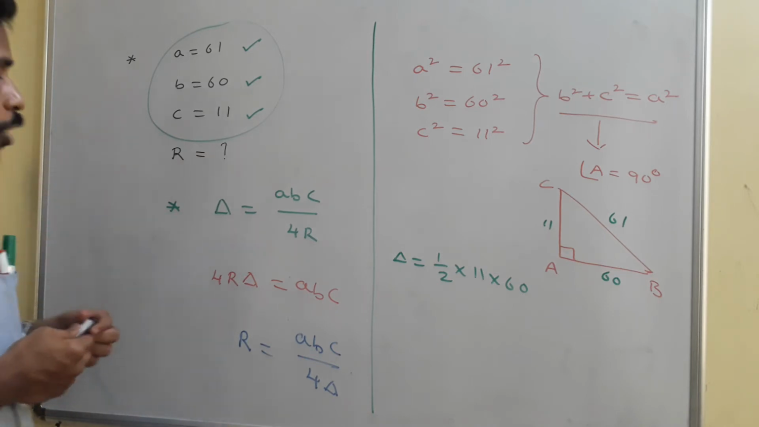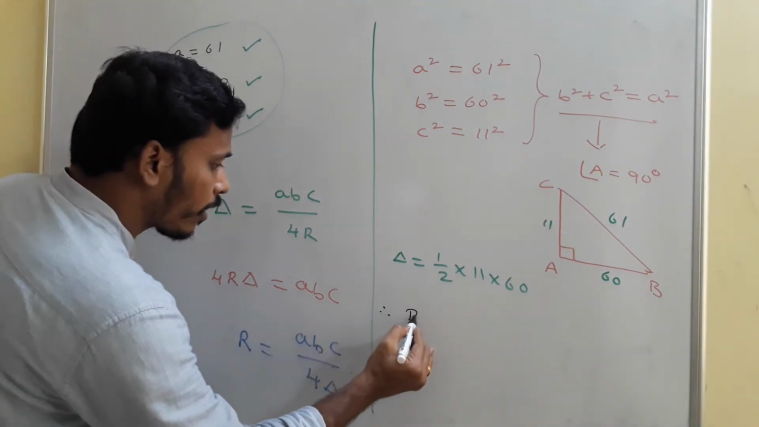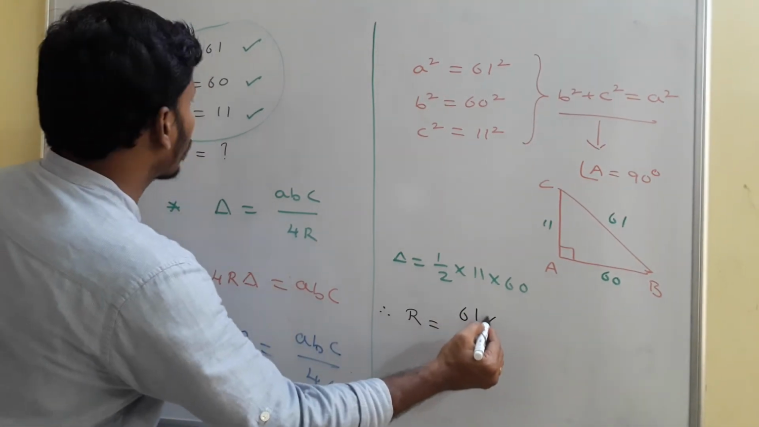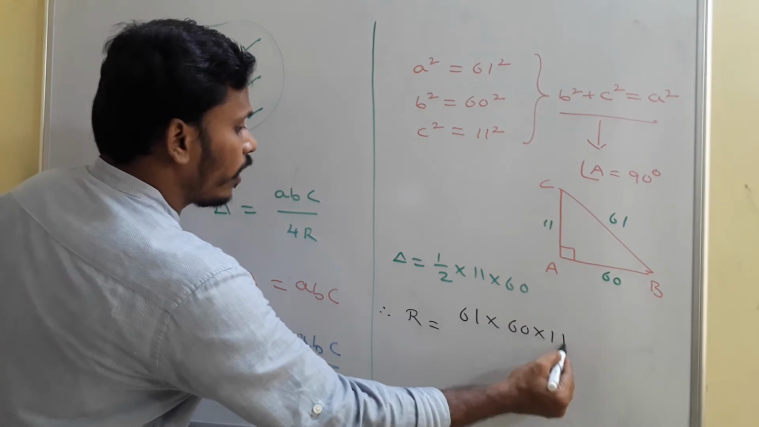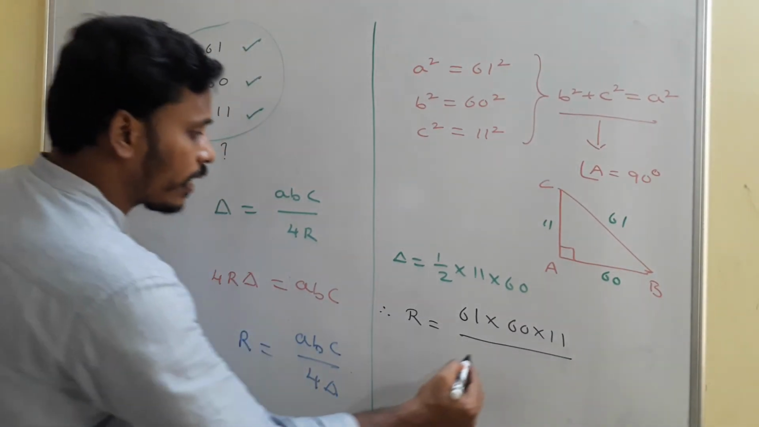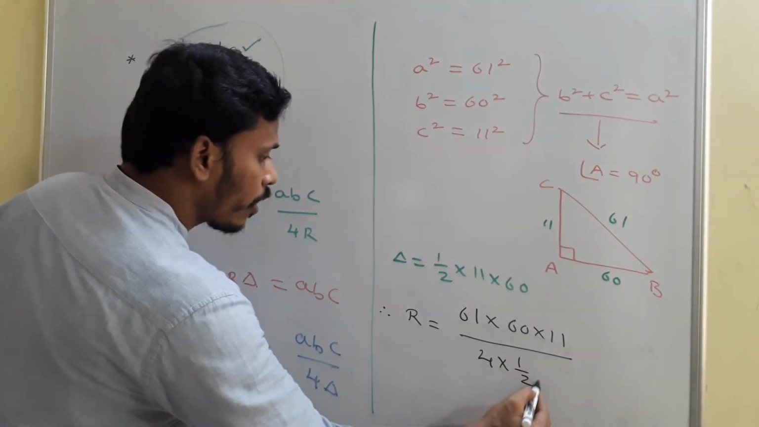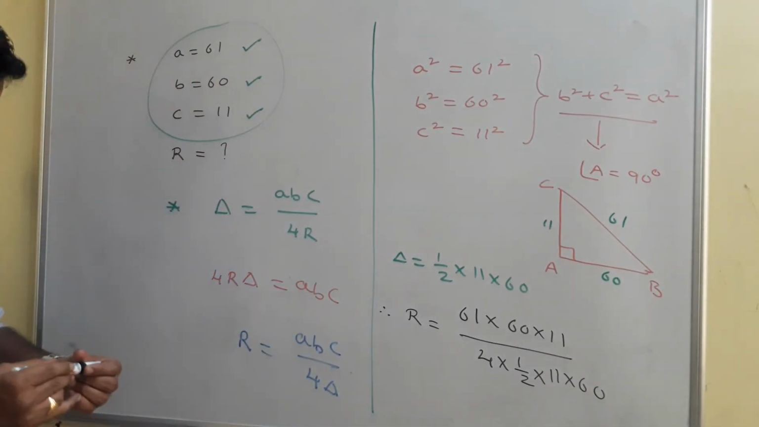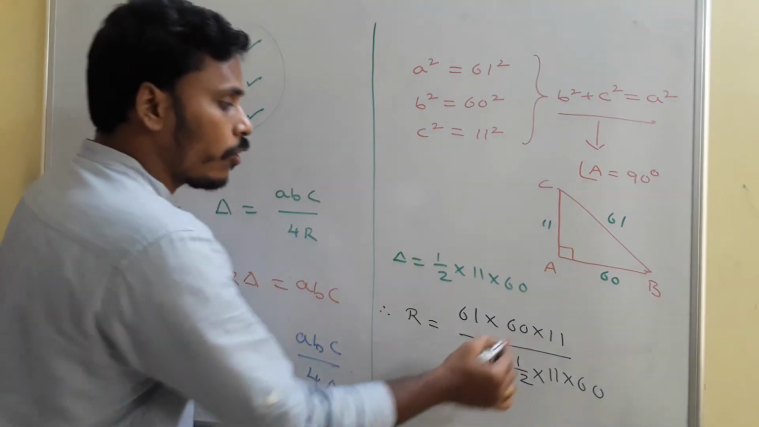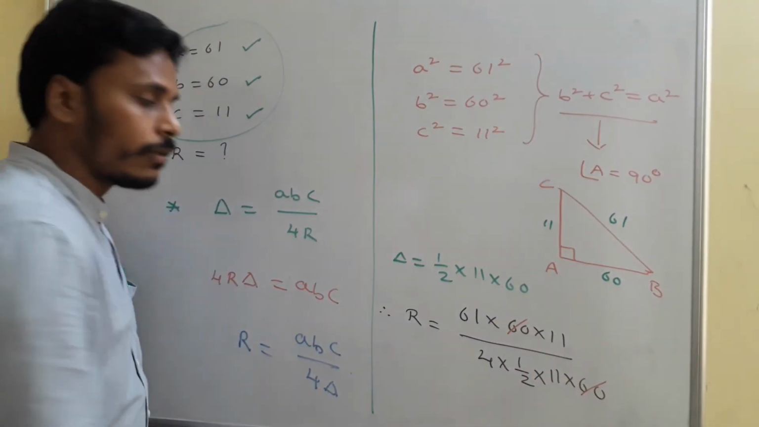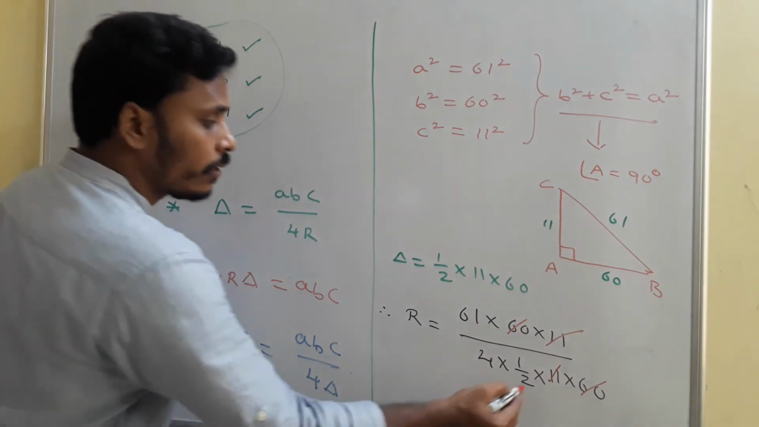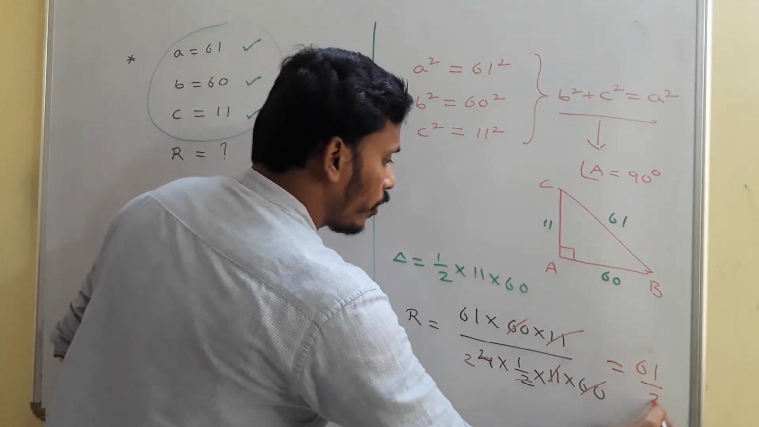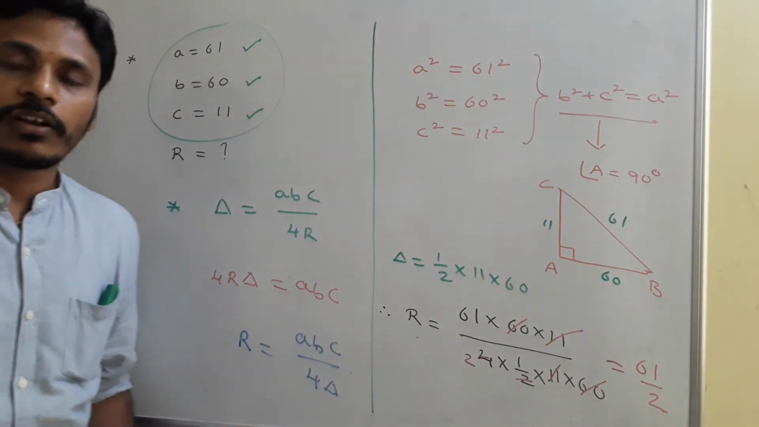So I have delta, I have ABC, and I need to find the value of R. Then just find the value of R. Therefore, circumradius is equal to ABC by 4 delta. ABC means 61 into 60 into 11 divided by 4 delta. 4 into delta means 1 by 2 into 11 into 60. You just go with the normal simplification: 60 and 60 cancel, 11 and 11 cancel, and this is 2. At the end, 61 by 2 is the circumradius of the triangle.